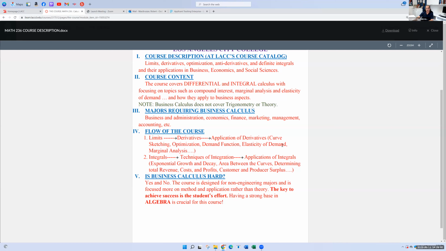Demand function, elasticity of demand, marginal analysis. And again, I'm not going to explain every single term in this page, but elasticity of demand, for example, once you learn about it, if you have a company and you sell products, you want to know when is a good idea to raise the price or to lower the price. You can find all that by using elasticity of demand. And as I told you, it's a pretty interesting course or topic.